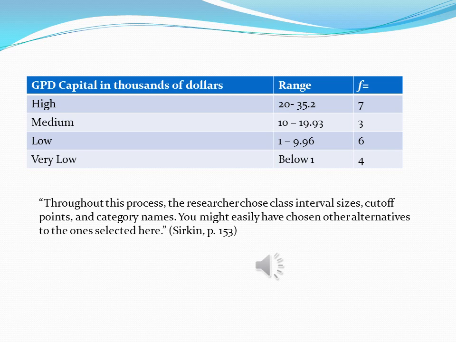And as it states on page 153, in quotes, "Throughout this process, the researcher chose class interval sizes, cutoff points, and category names. You might easily have chosen other alternatives to the ones selected here." What they're saying is you could have combined this a different way. Besides combining high and very high, you may have decided to, for example, condense low and very low, which would make it less even, but then that would have been 10 for the frequency on the bottom. But they're saying there's more than one way of doing this. This is an example of how you may have combined them.